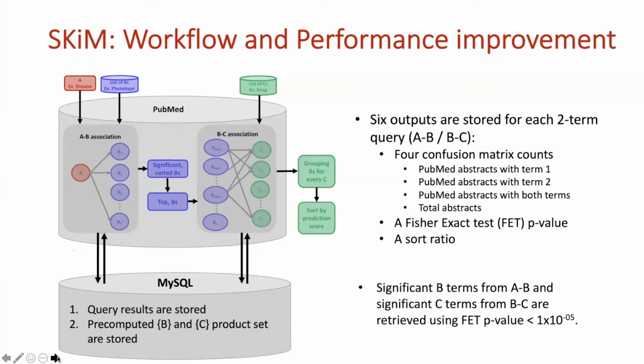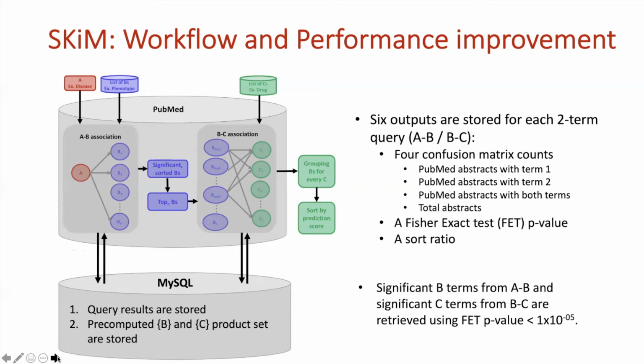There are 6 outputs that we save in the database. The 4 confusion matrix counts, which include the number of PubMed abstracts with the first term, the number of PubMed abstracts with the second term, the number of PubMed articles with both the terms, then total abstracts.